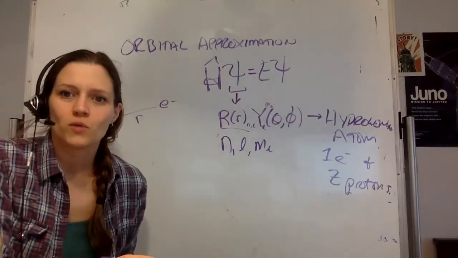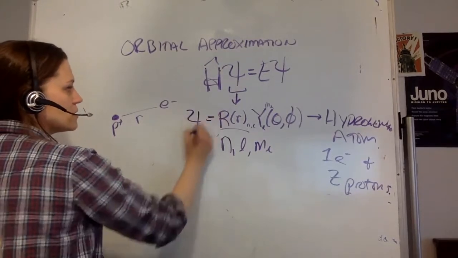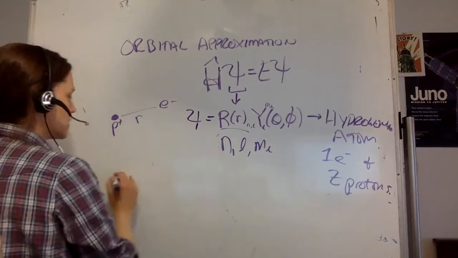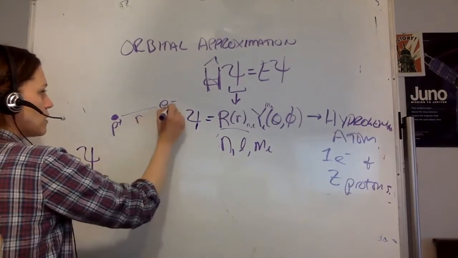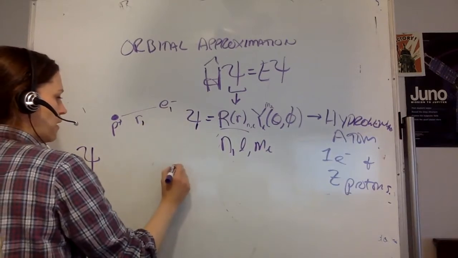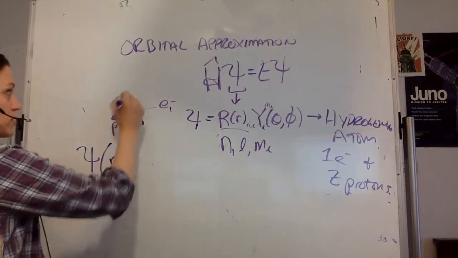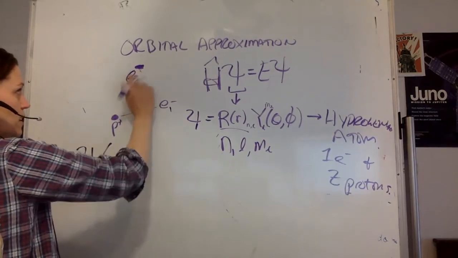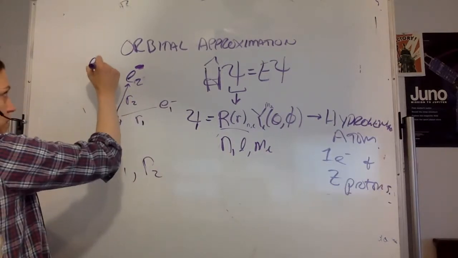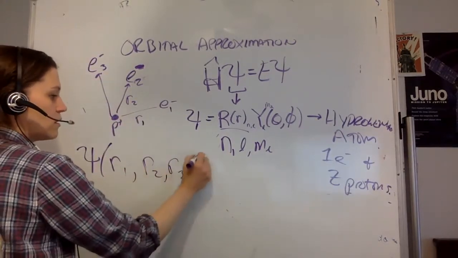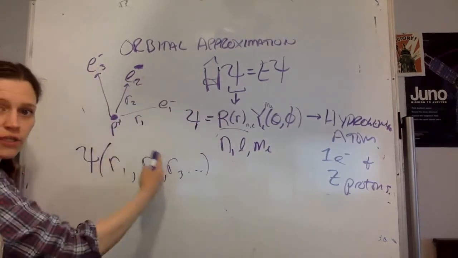Orbital approximation. We'll start with what that is. So this is equal to psi. If I have psi, which is my total wave function, I'm going to say that is going to be electron 1 at R1. But there's also going to be electron 2 at some R2. But then there's also going to be some electron 3 at R3, and so on. So this is the total wave function that has multiple R's, one R for every electron.